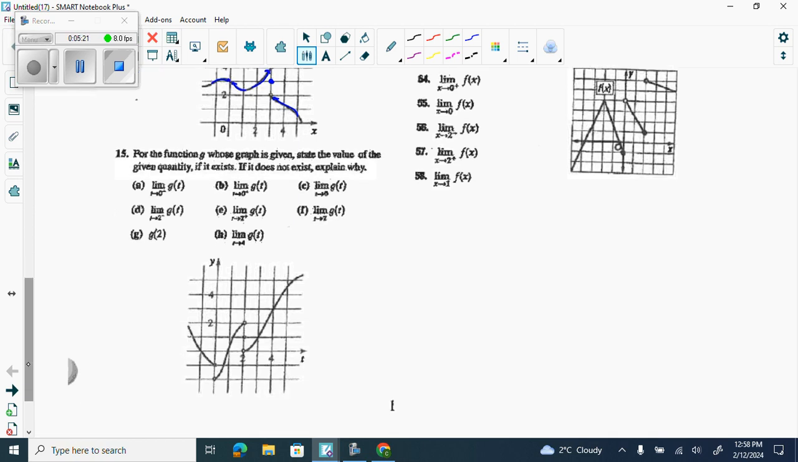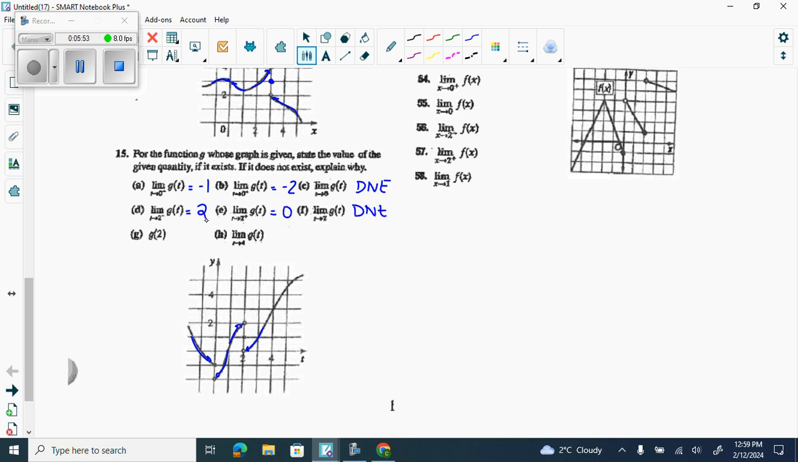So limit as x approaches 0 from the left. It's approaching -1. And then 0 from the right. It's approaching -2. So what's it at 0? Does not exist. And then 2 from the left. It's approaching 2. 2 from the right. It's approaching 0. It's confusing on my graph. And then 2 does not exist.